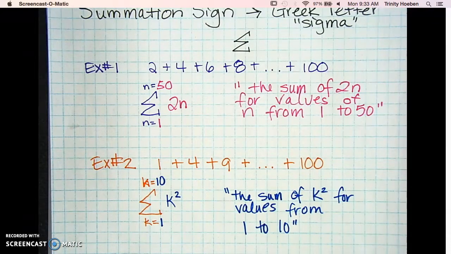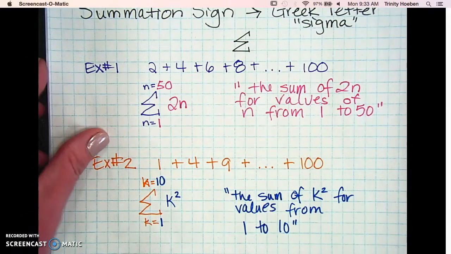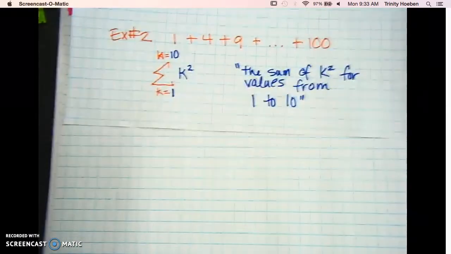Okay, and that's kind of what you need to know about series. Okay, the next thing, I'm going to move this up. You'll see it in just a second. So you're still copying it.